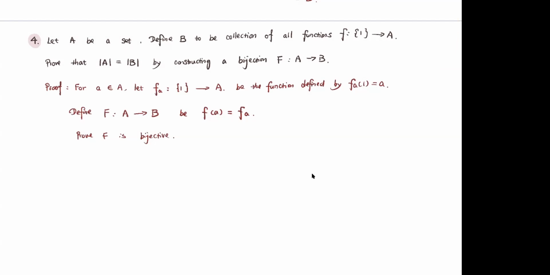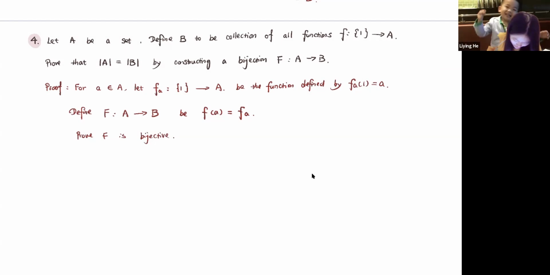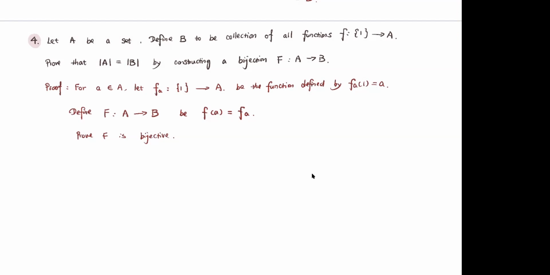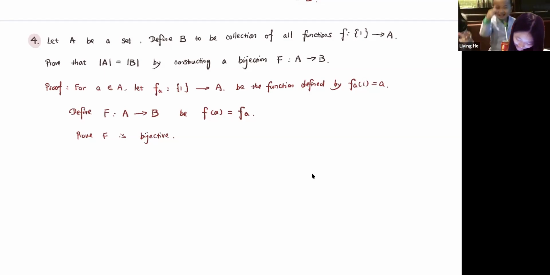Hello. Yes. So do 1 and A have the same cardinality? No. A and B have the same cardinality. 1 and A don't have the same cardinality. Okay. No, I'm just saying, every such function that maps from 1 to an element of A, we define it to be f of the element.